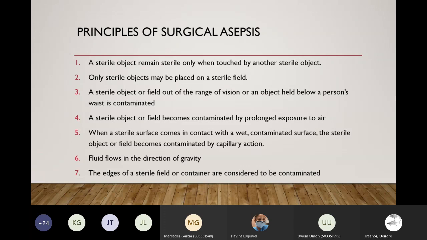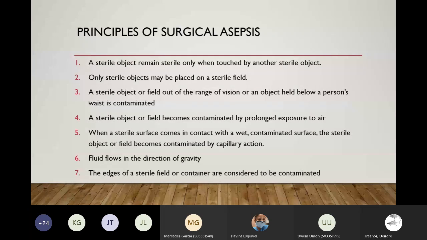Only sterile objects should be placed on a sterile field. If you have a sterile field and you put a clean object or a dirty object on it, that field is no longer sterile. If the sterile object or the sterile field is out of your range of vision or below your waist, it is contaminated. It is no longer sterile. A sterile object or field can become contaminated by prolonged exposure to air. And if the sterile surface becomes wet, it is now contaminated.